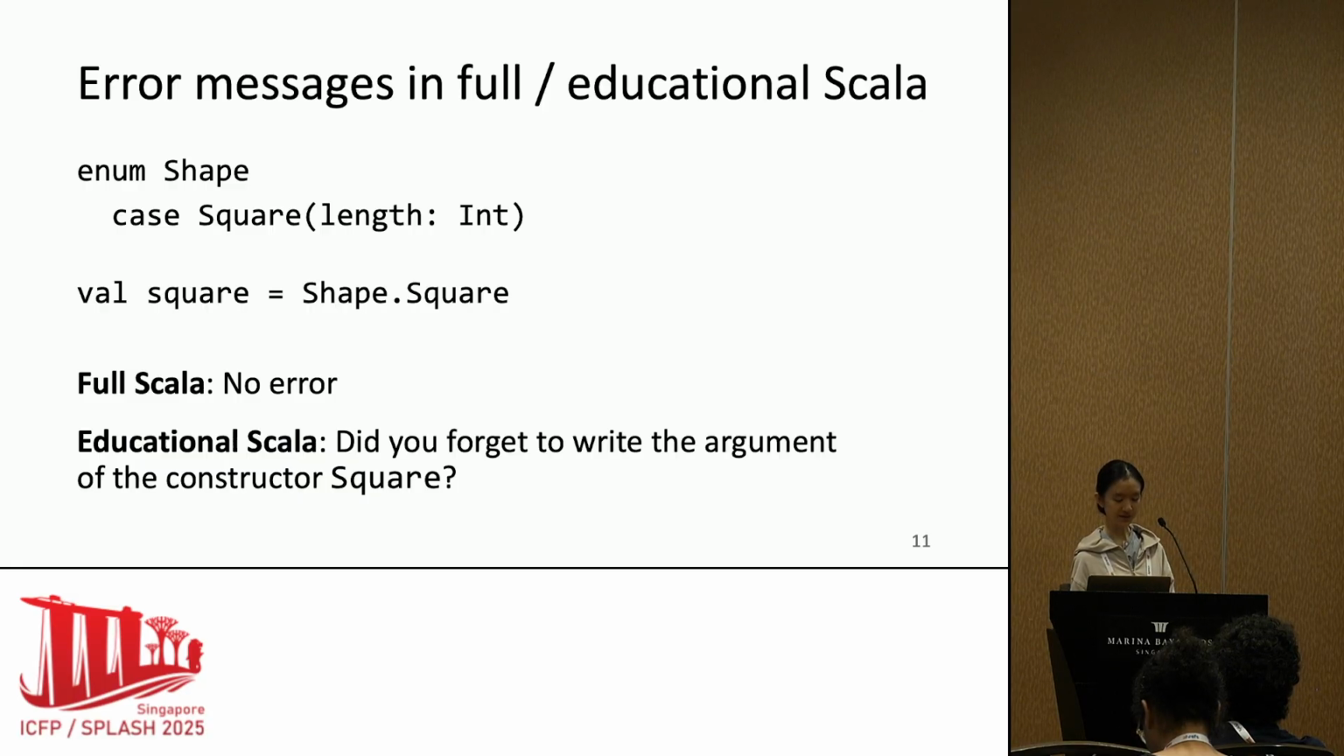And here's another example. So we are defining a shape data type that has a square constructor taking in a length as an argument. And then we are creating an instance of a square, but we forgot to supply arguments. In full Scala, this results in no error at all. But in educational Scala, we require every constructor to be fully applied, so we can remind the programmer to supply an argument.